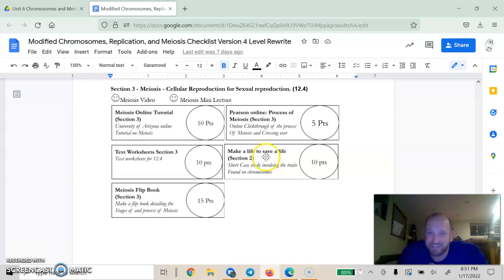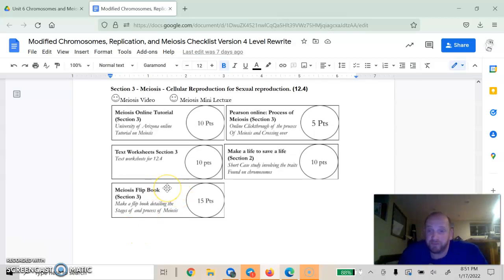There is a case study. This one's really interesting. It'll go into the genetics that we'll be doing next unit, but it's actually about people who have children, hoping that they're a genetic match for offspring they might have who have a genetic disorder. So it's really a moral conundrum. So that one's kind of interesting.